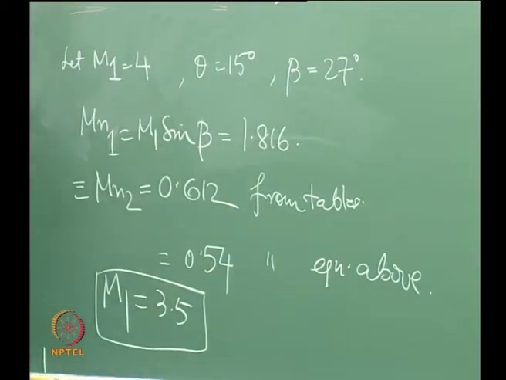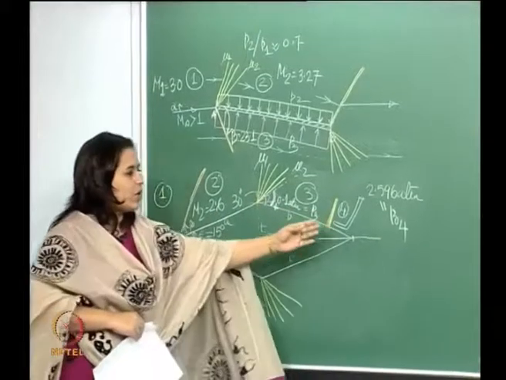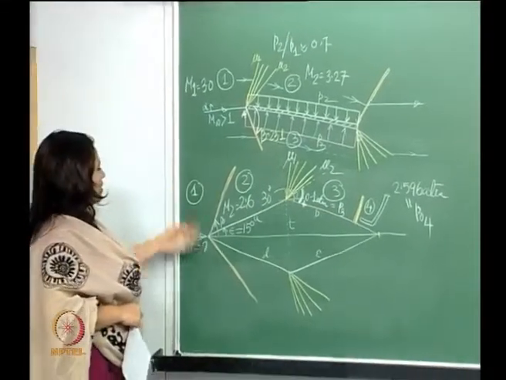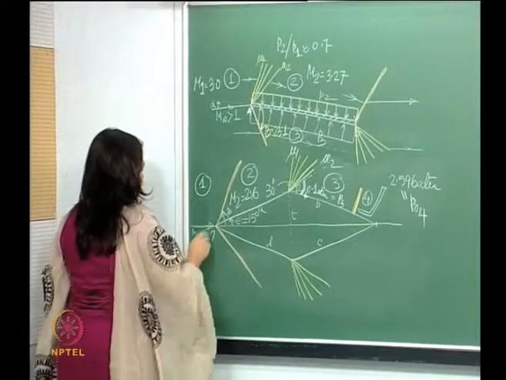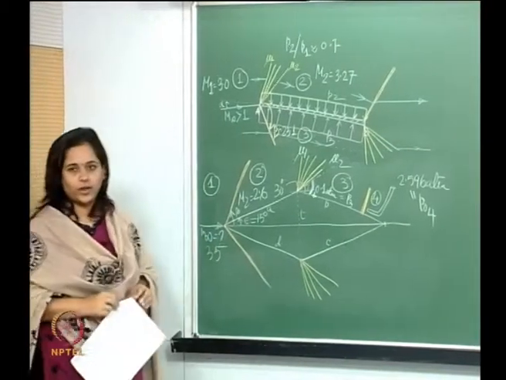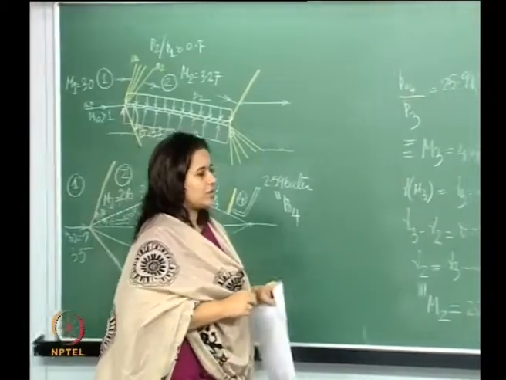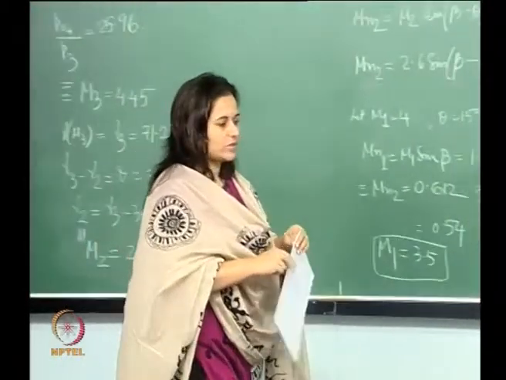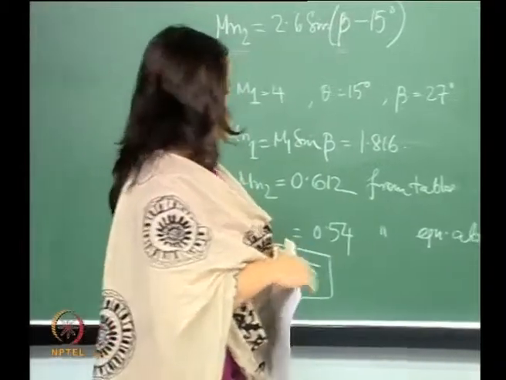So, that is it. Basically, in this particular case we came all the way back and were able to calculate the Mach number here. So, this free stream Mach number was 3.5. Okay. So, that takes care of some problems that I wanted to do.